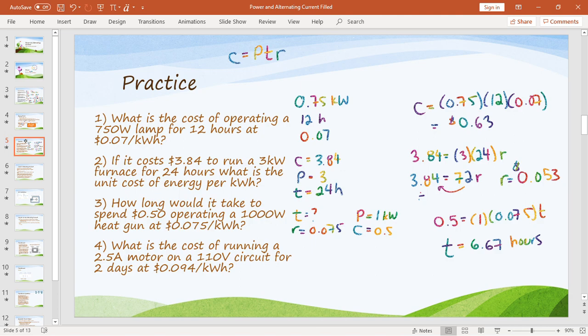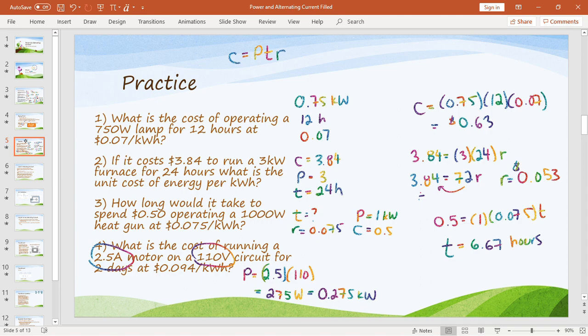Number 4, I don't have a power, but I do have a current and a voltage. So I have the ingredients for power. My first step here is to find the power by using the formula P equals IV. So I'm going to take 2.5 amps and multiply it by 110, and I'm going to get 275 watts. And remembering, before you do these cost formulas, you need to change it to kilowatts.